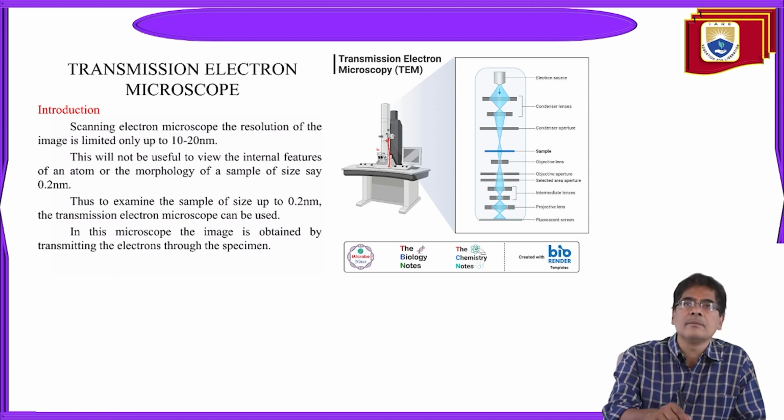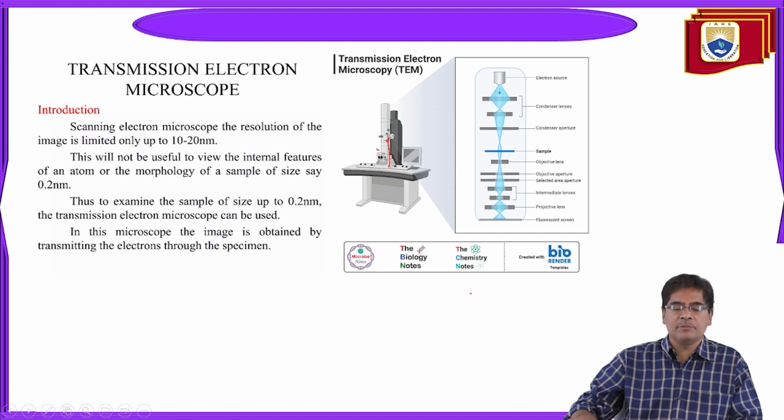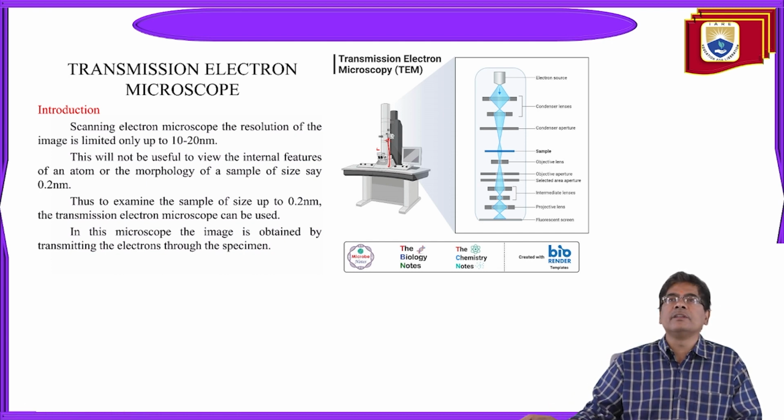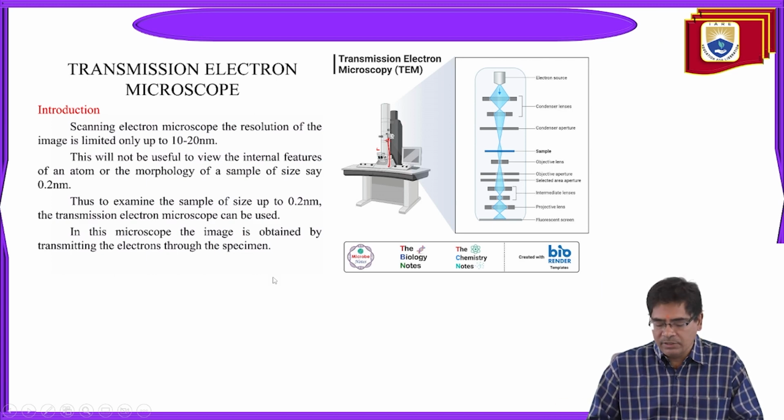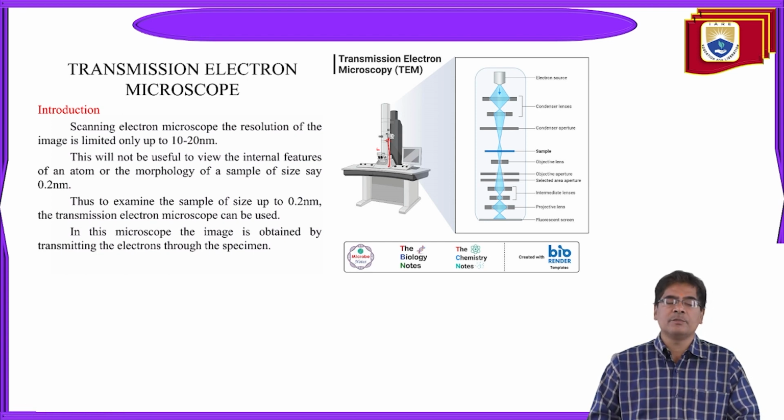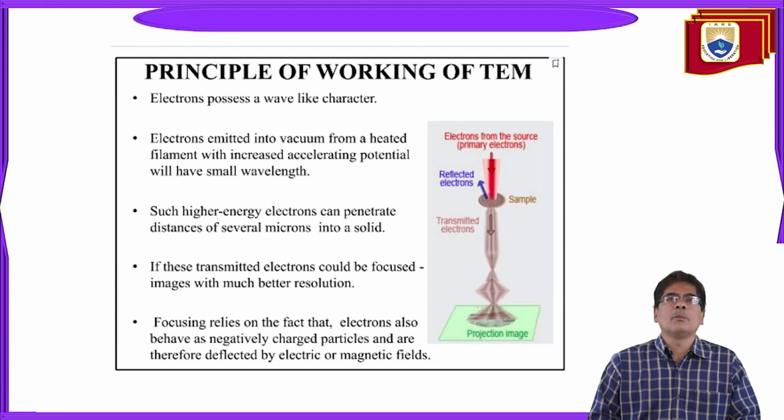This is the block diagram of this particular transmission electron microscope, where we have the electron source, condenser lens, condenser aperture, sample, objective lens, objective aperture, selected area aperture, intermediate lenses, projective lens, and fluorescent screen, right? So these are some of the internal components of the transmission electron microscope.